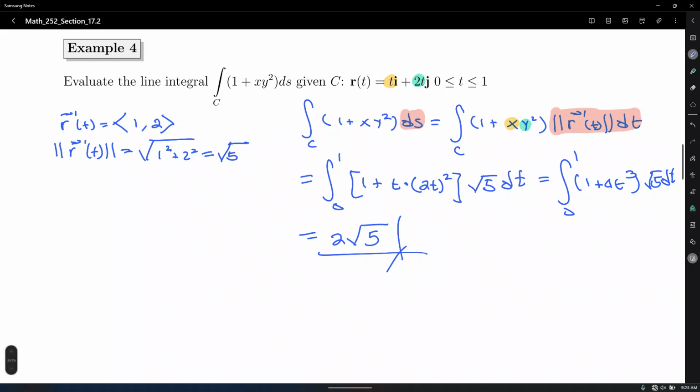But now see how the next example is giving us the information in a slightly different way. So this is like the best case scenario. You're given a function of r, you're given the limits of integration in terms of t, and whatever the integral is, it doesn't matter. All we need to do is the substitution. All right.